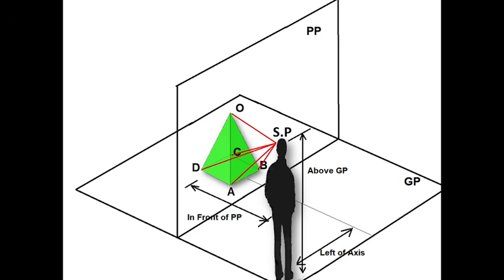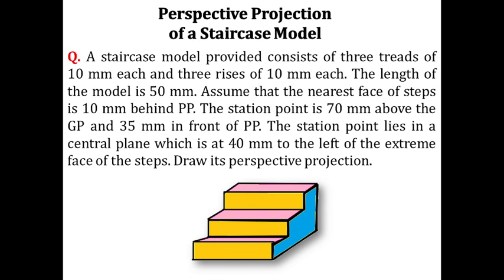Next slide. Perspective projection of a staircase model. Let us now consider another perspective projection problem using the visual ray method. In this problem, the object is a staircase model consisting of 3 treads, each measuring 10 millimeters, and 3 rises, each also measuring 10 millimeters.